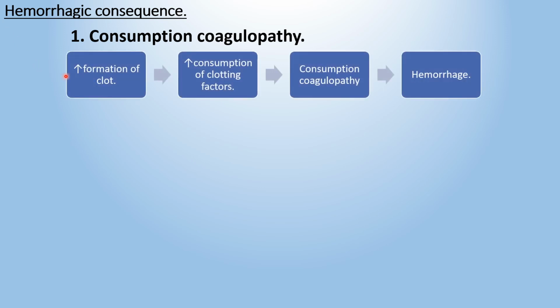The first hemorrhagic consequence we'll be looking at is consumption coagulopathy. Although disseminated intravascular coagulation causes increased activation of the coagulation pathways and increased clot formation in the blood, sometimes it leads to bleeding. It may seem contradicting. Well, let us look at the mechanism. Whenever there is increased formation of clot or increased activation of the coagulation pathways, there is increased consumption of clotting factors. Whenever there is too much consumption of clotting factors in the blood, the liver is unable to replenish the pool of clotting factors, and the levels of clotting factors in blood become low, which leads to hemorrhage. This condition is known as consumption coagulopathy.